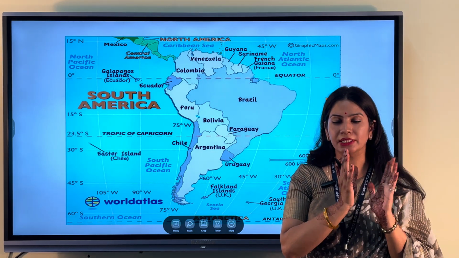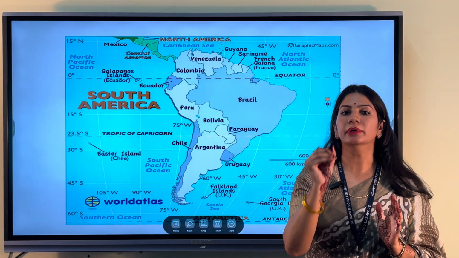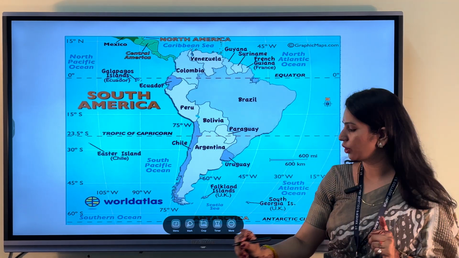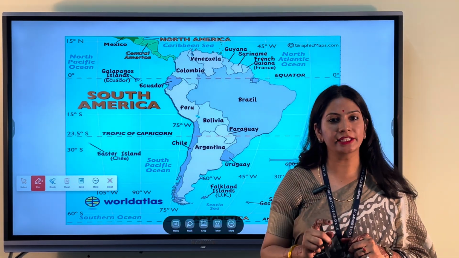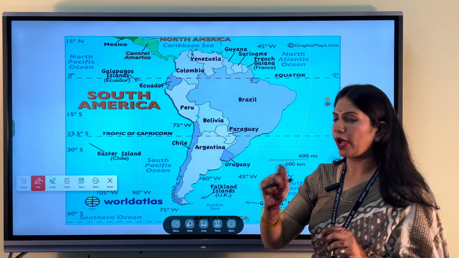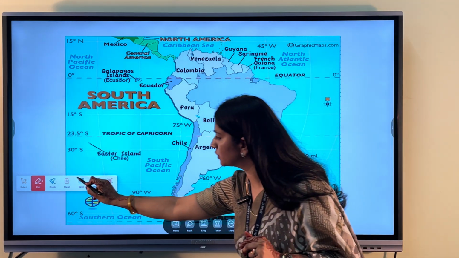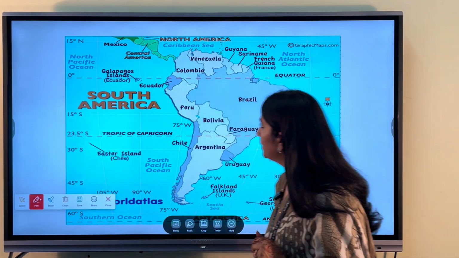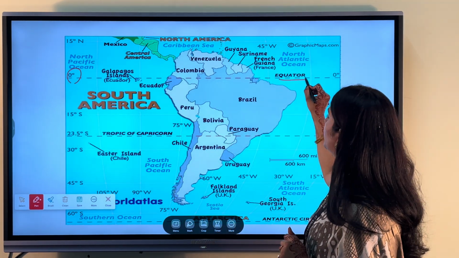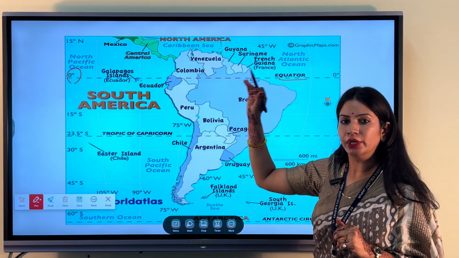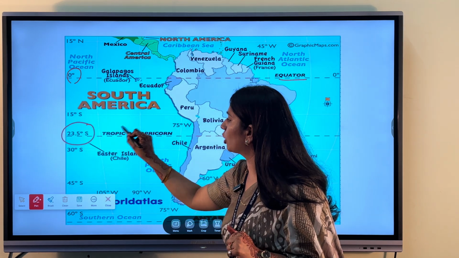Now, before we start mapping of any continent, it is important to highlight some grids, some latitude and longitude. For example, here in South America, there are two important lines, important grids, and with reference to those lines, we are going to study the political mapping of South America. Here you can see this is 0 degree, the equator. Equator passes through the northern part of South America, and this is 23.5 degrees south, Tropic of Capricorn.